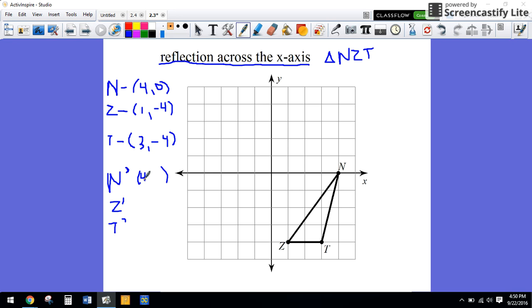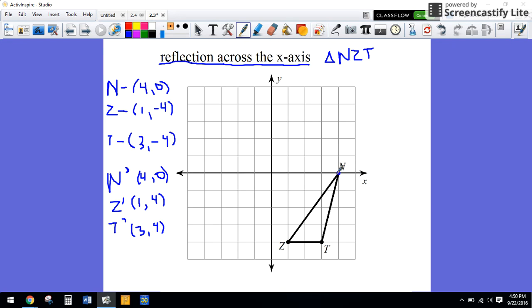So my x is going to stay the same and my y is going to become opposite, but 0 doesn't have an opposite, so n is actually going to stay the same. For z, my x stays the same, my y becomes opposite, so the opposite of -4 is 4. For t, my x stays the same, and my y becomes opposite, so -4 becomes 4.